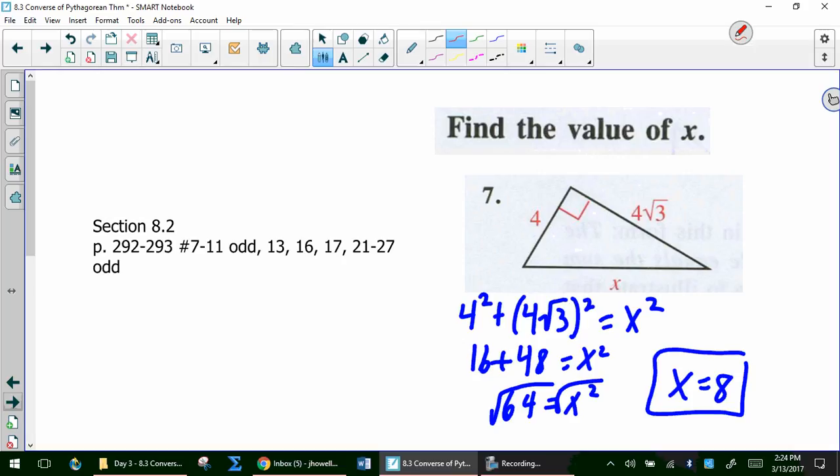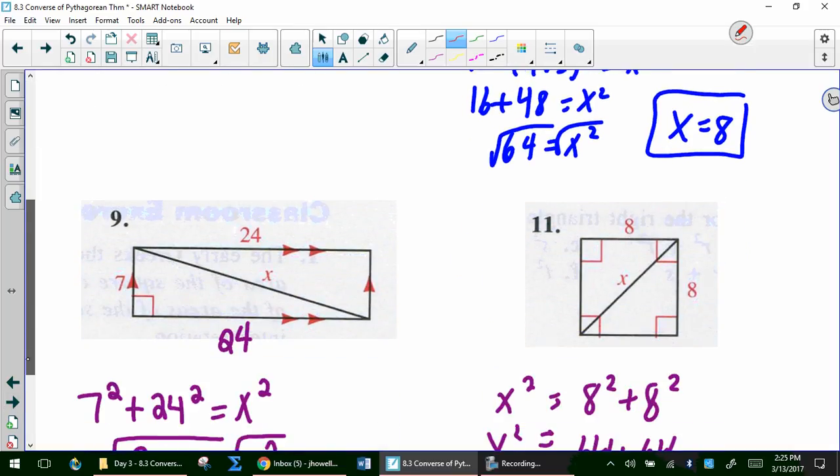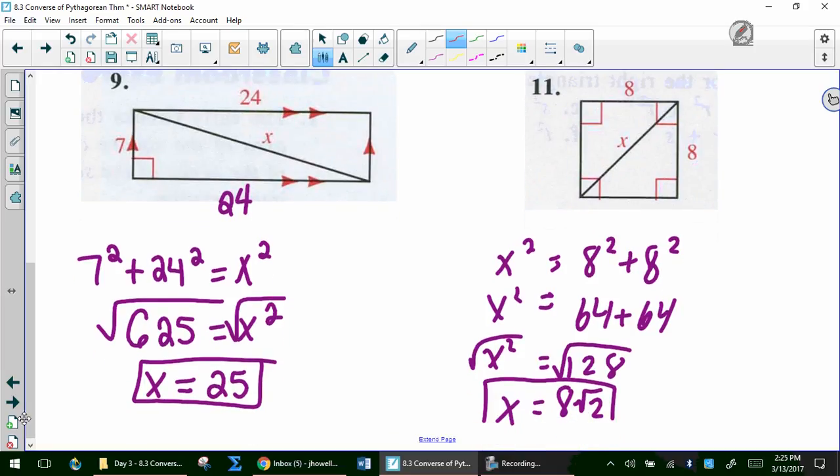So for 7, we have our 2 legs squared equals our hypotenuse squared, so x is 8. And then for 9 and 11, we have x is 25, and then x is 8 root 2. All right, feel free to pause so you can go through these if you need to.